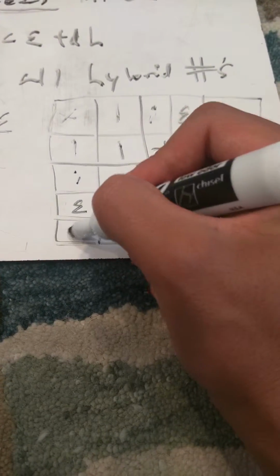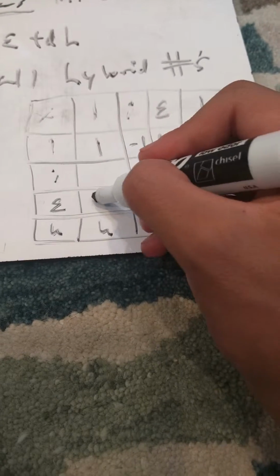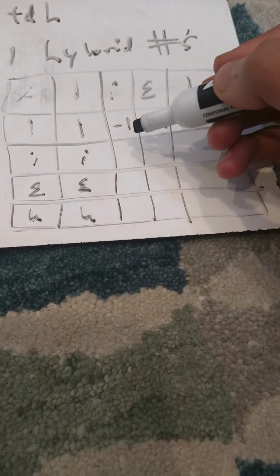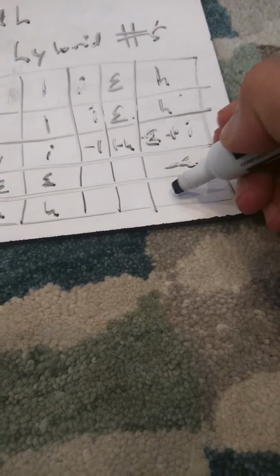And then we have, let's see, hold on. I meant to do i, and this is negative 1. And then we have 1 minus h, and then we have the negative epsilon, and then we have h, and then we have epsilon over there, and we have i. Yeah, there we go. Now we have plus i, and then we have 1.